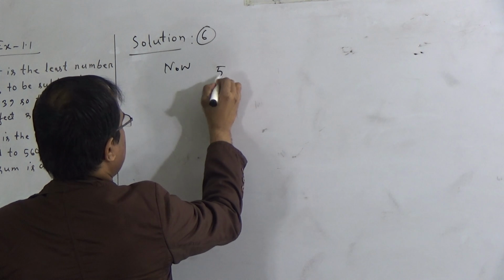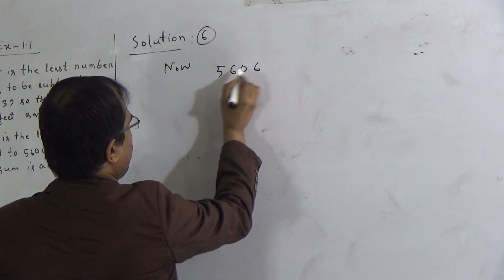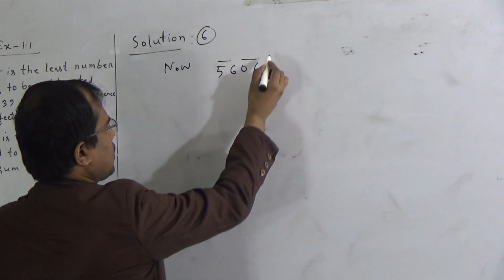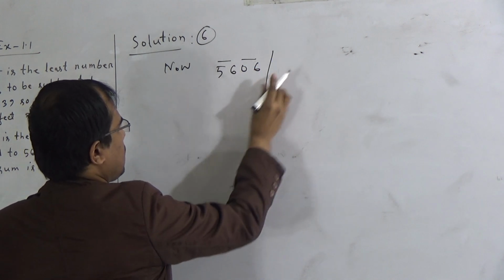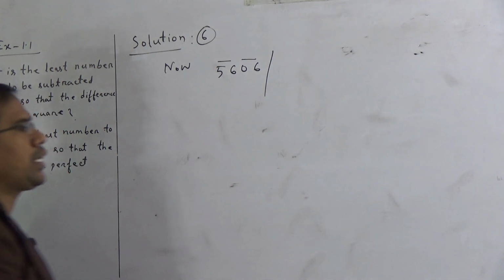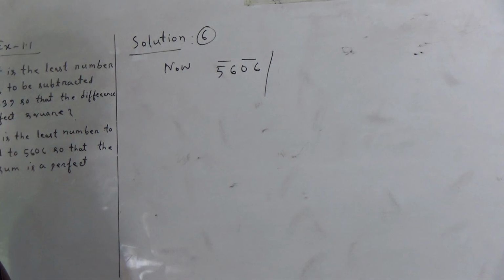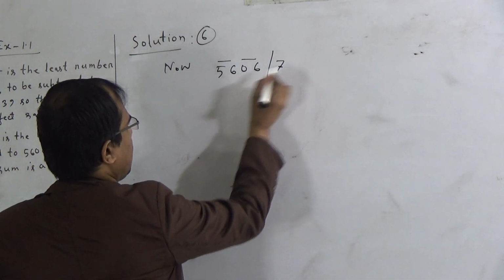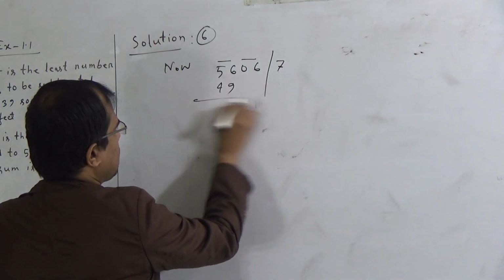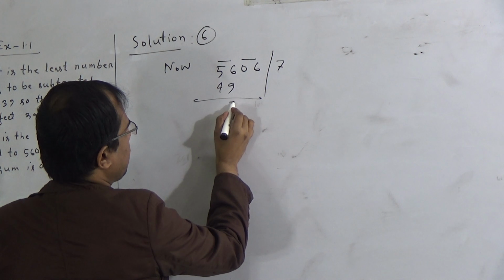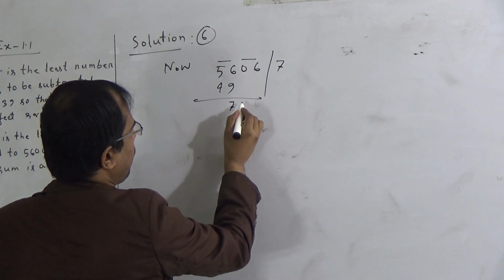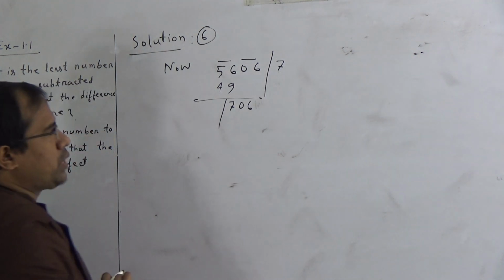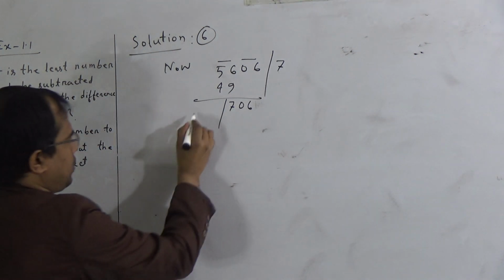Now 5606. We will make one pair taking 0 and 6 and we will make another pair taking 5 and 6. Now for 56, which number can we take here? Here 8 8s are 64, which is greater, and 7 7s are 49, so we can take 7 here. 7 7s are 49. After subtracting we will get 7 and we will take 0 and 6. Now 2 times 7 is equal to 14.